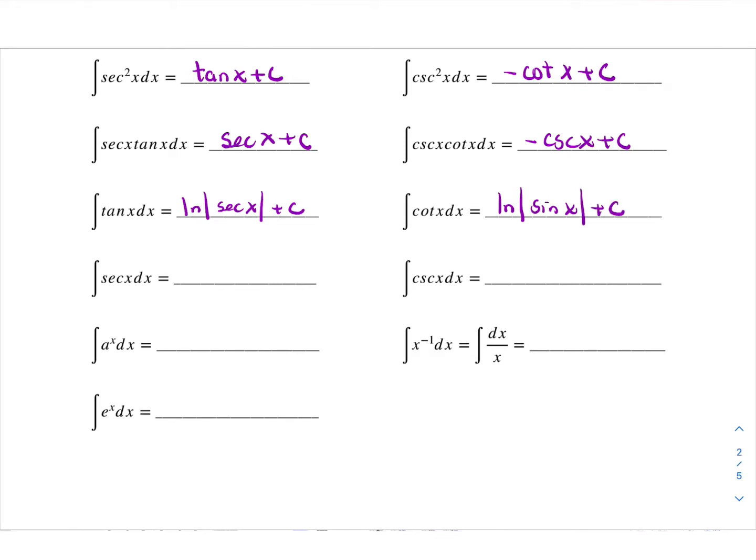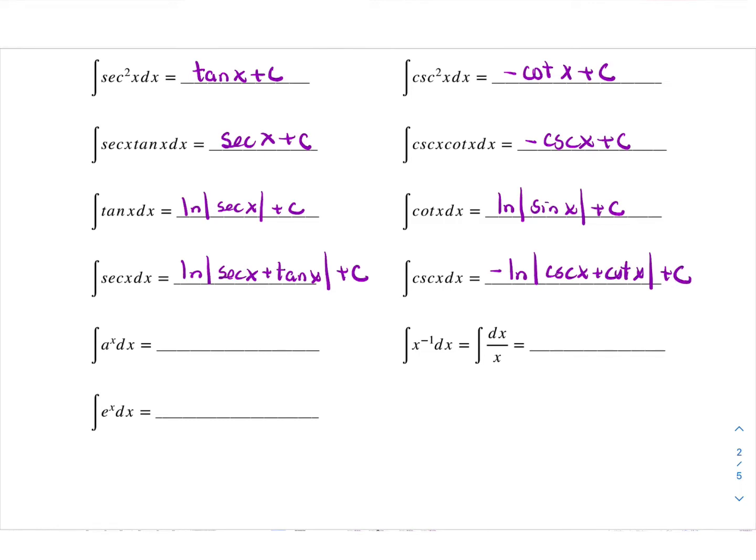The integral of secant x dx is equal to the natural log of the absolute value of secant x plus tangent x plus c. And the integral of cosecant of x dx is equal to negative the natural log of the absolute value of cosecant x plus cotangent x plus c.